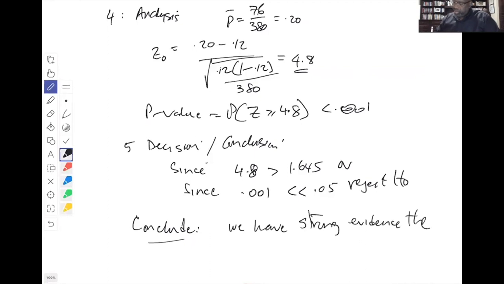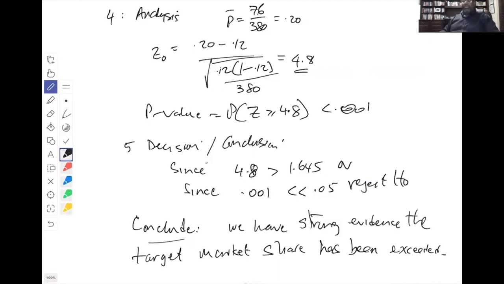The target market share has been exceeded. So we do have evidence for that. Can we be wrong? Absolutely. Since we rejected the null hypothesis, the kind of error that we can commit is type 1 error.